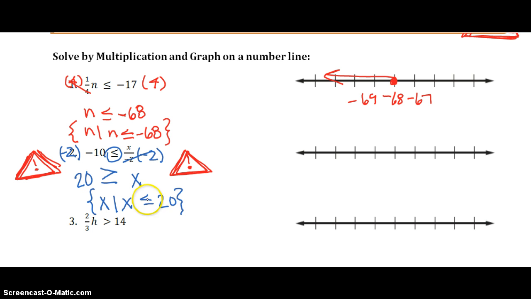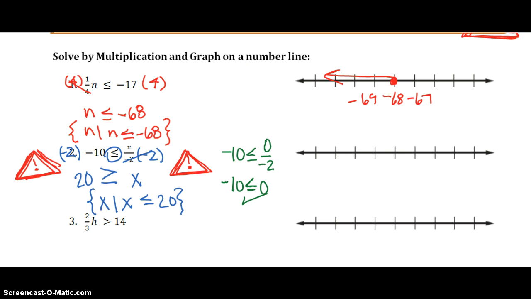Now, let's test that theory and make sure, one more time, we did it in class, but let's make sure we can test our theory. What's a number less than or equal to 20? How about 0? That's such an easy one to work with. 0 divided by -2. That's going to give me 0. Oh, is that true? It sure is. 0 is greater than -10, so it checks out.